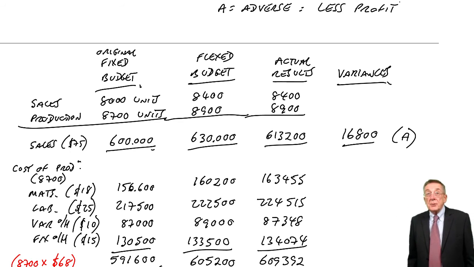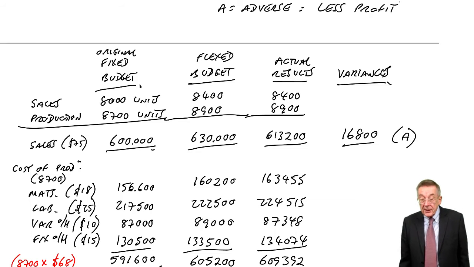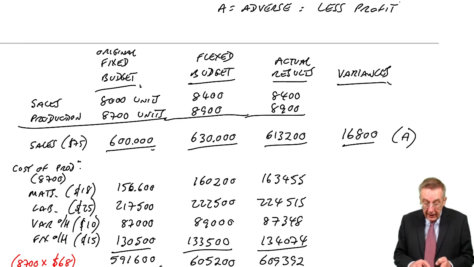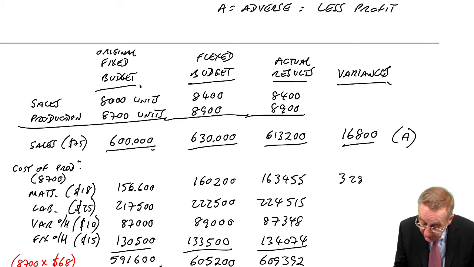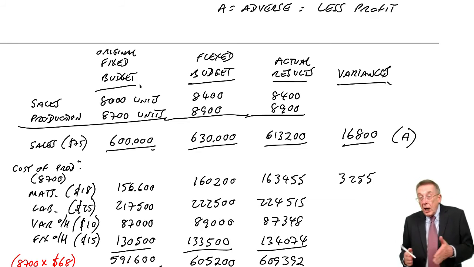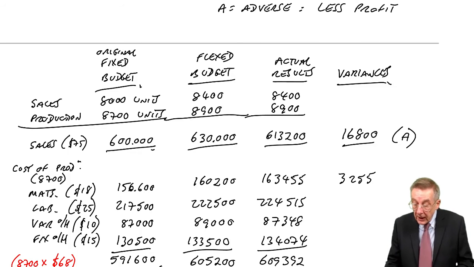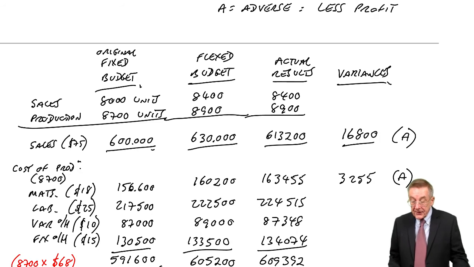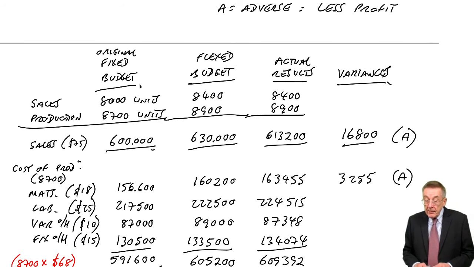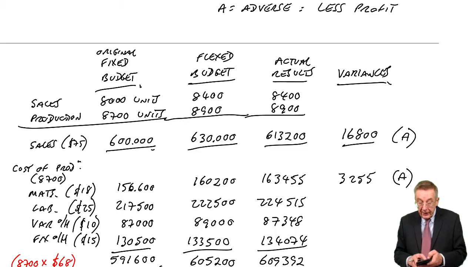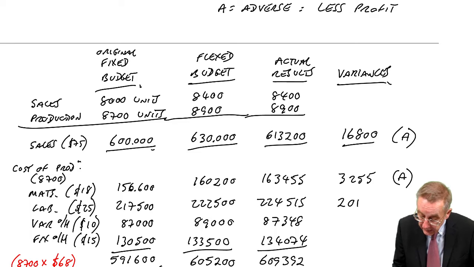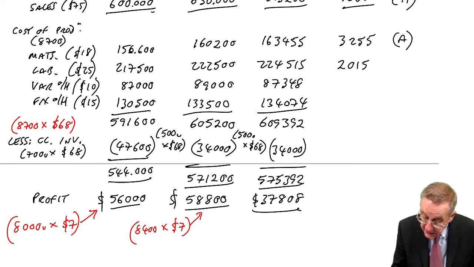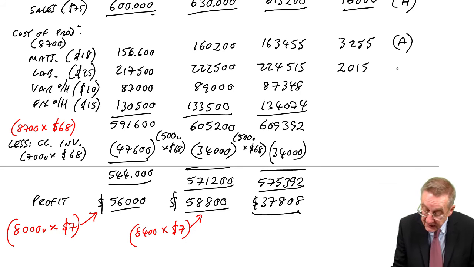What else went wrong? Materials, for our production, we should have spent 160,200. We actually spent 163,455. The difference, 3,255. And again, because we overspent, that on its own would mean less profit. It's adverse. Labour, again we've overspent. 224,515 minus 222,500, 2,015. And yet again, an overspend means less profit. It's adverse.